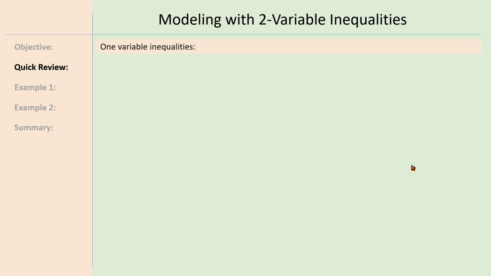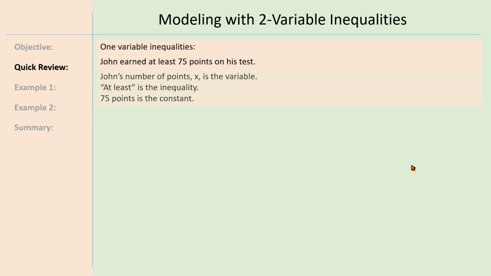In the previous lesson, when we talked about one variable inequalities, for example, you have John earned at least 75 points on his test. Okay, so here, John's number of points X is the variable. We can name it X, we can name it Y, whatever variable we want, but X is the common one. And here you see "at least," that's your inequality. That's when you know it's an inequality, and 75 is the constant. So your inequality is going to be X has to be larger than or equal to 75, because at least means it could be 75 or bigger.